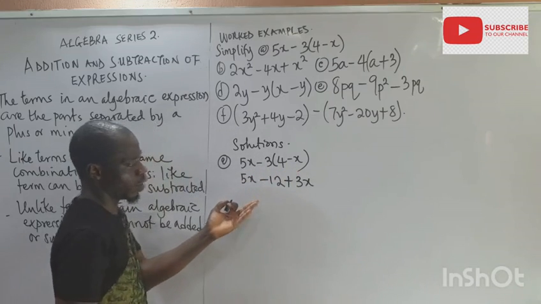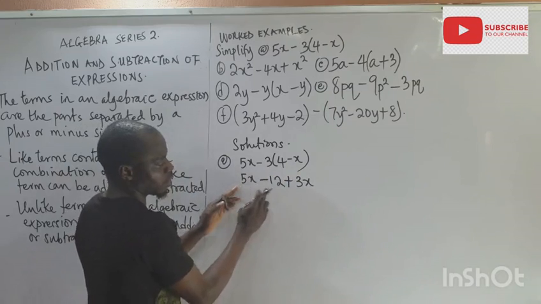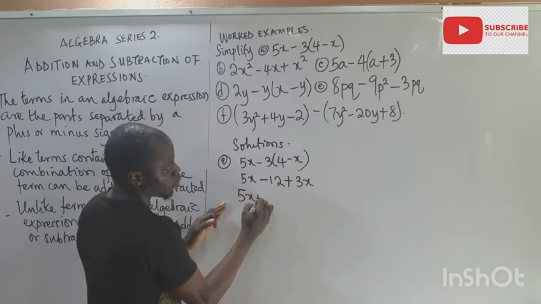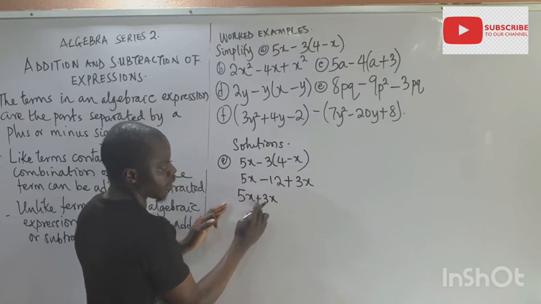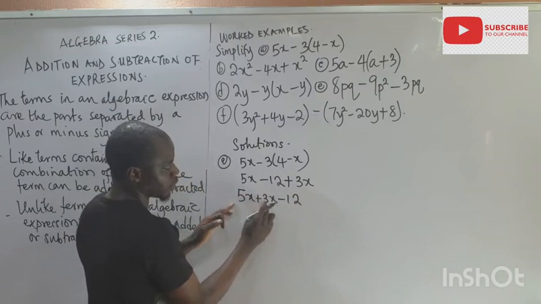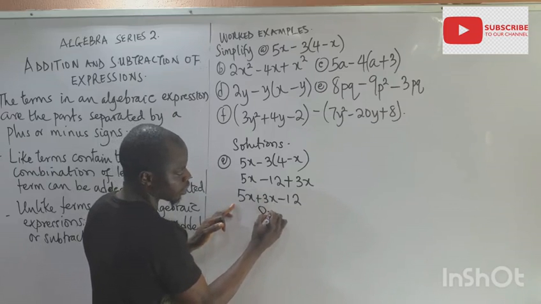So from there, we can now look at it. This is 5x, this is 3x. They are like terms. So you have 5x plus 3x as like terms, then minus 12. So 5x plus 3x, just add the numbers, and that is 8x.